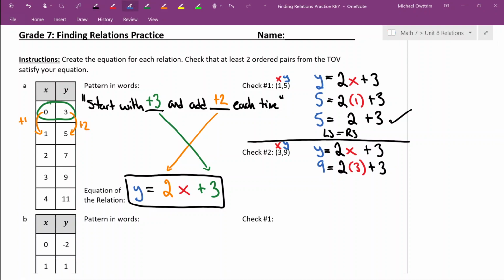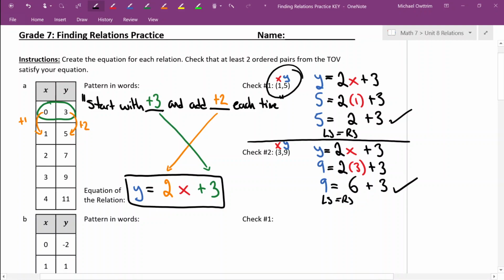So let's check that each side of this equation is actually equal. So is 9 equal to 6 plus 3? Yes, it is. So of course the left side does equal the right side. And we know that our equation worked for both of those points from the table of values. Of course, the first point being from this line of the table of values, and the second point being from this line of the table of values.